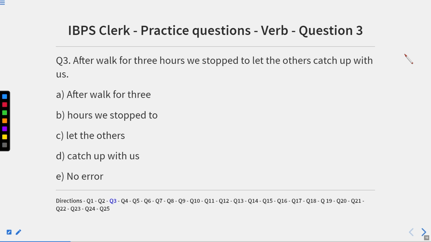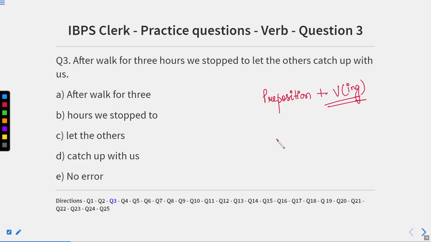After walk for 3 hours, we stopped to let the others catch up with us. Now, whenever we have any preposition, it is always followed by verb with ing or verb plus ing. Well, this we call verb fourth form as well. So any preposition is always followed by verb plus ing. It means if we have a preposition and after that we have a verb, it should be in ing form only.